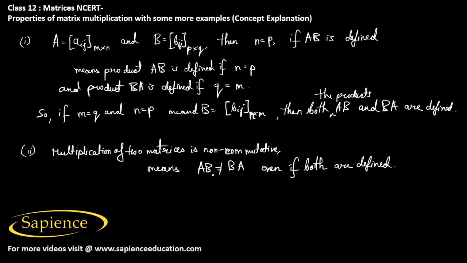In some special cases, it can happen that AB equals BA. So AB equal to BA can be possible in some special cases, but it is not necessary.